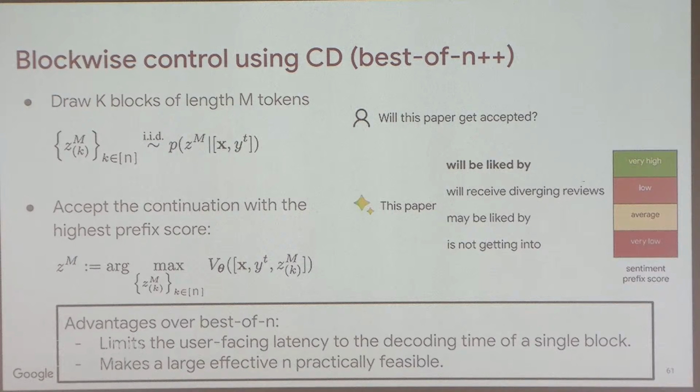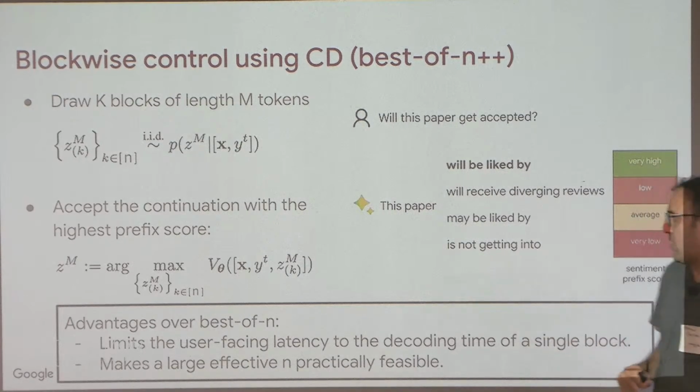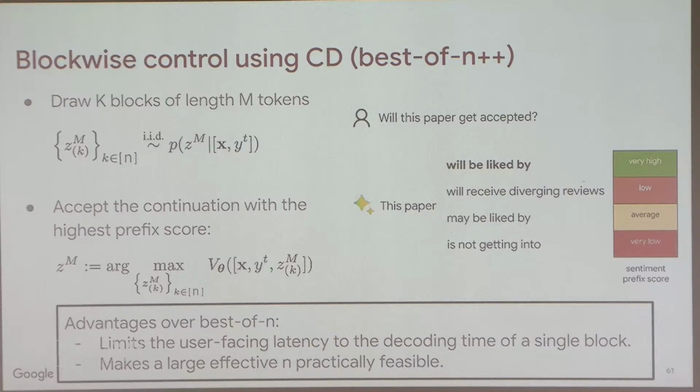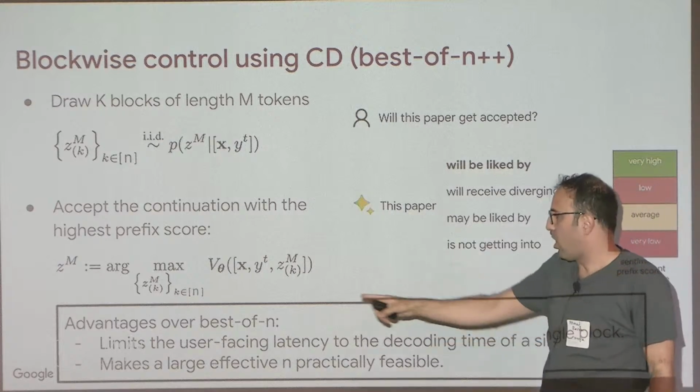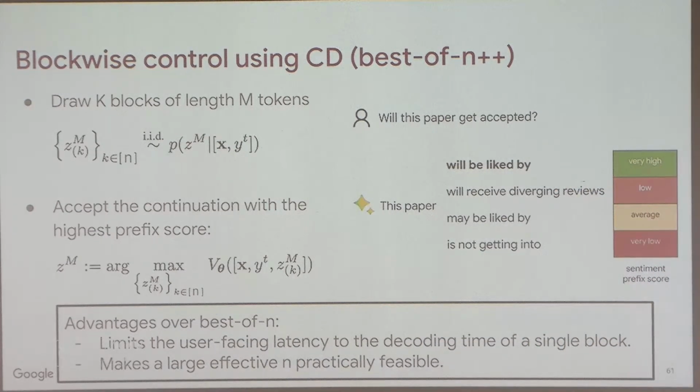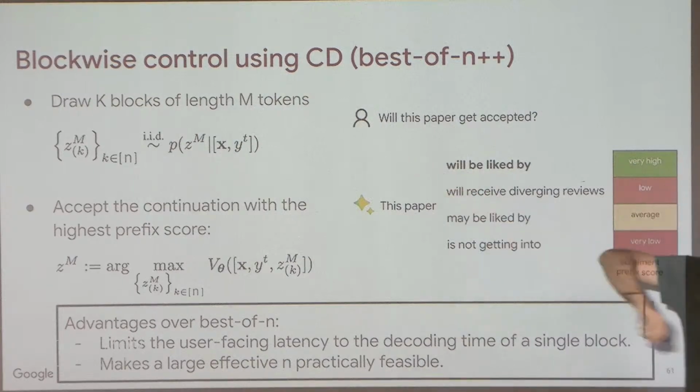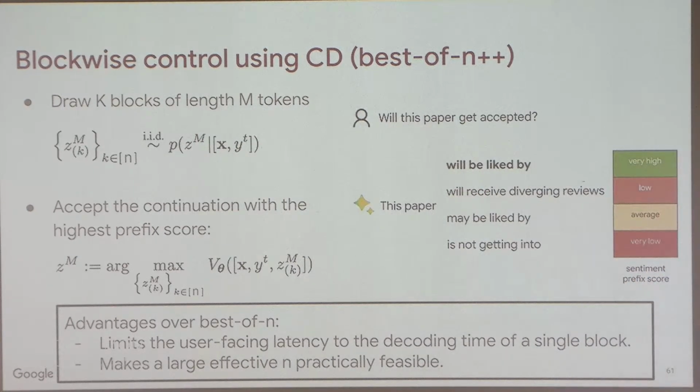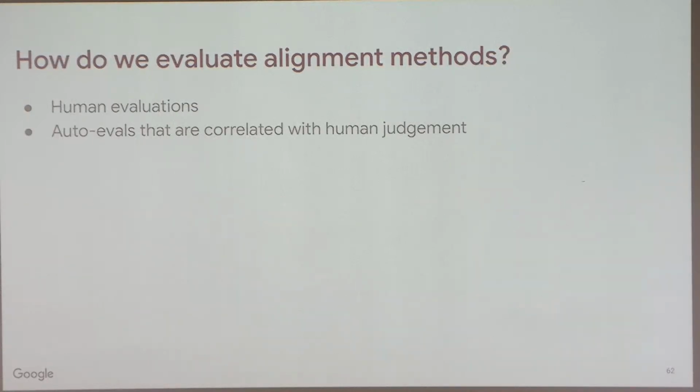Now, the key advantage of doing this is that it's going to limit the user-facing latency to just the decoding of a single block. And I'm going to talk about why this makes a large effective n practically feasible. The effective n is going to be much, much larger than the n that we choose, and it's going to be exponential in the number of blocks that we're going to be decoding subsequently. Okay, now we trained a bunch of alignment methods, including YAM. And how do we evaluate? Yes.